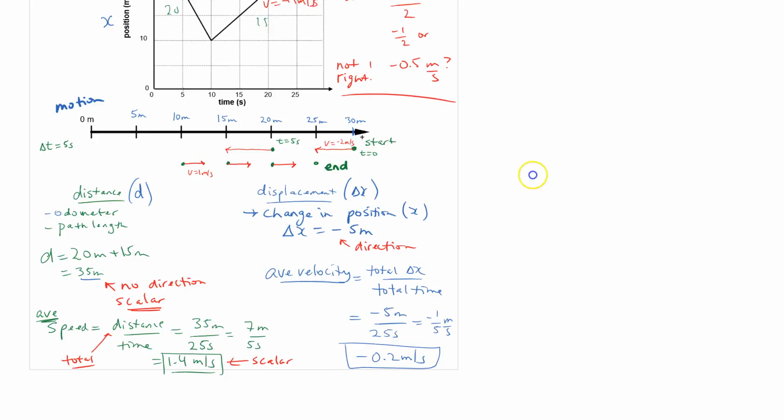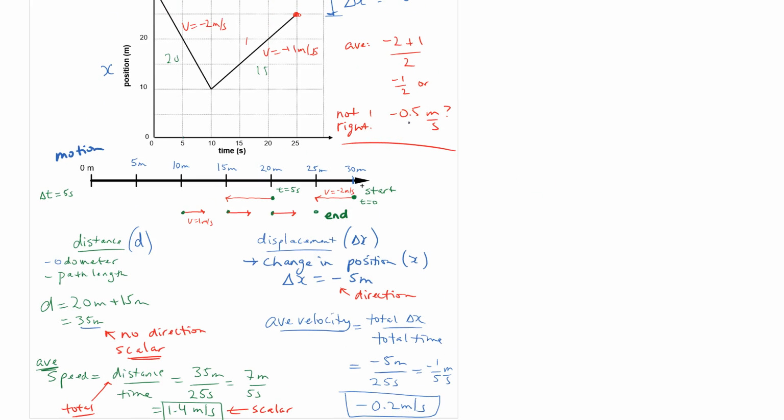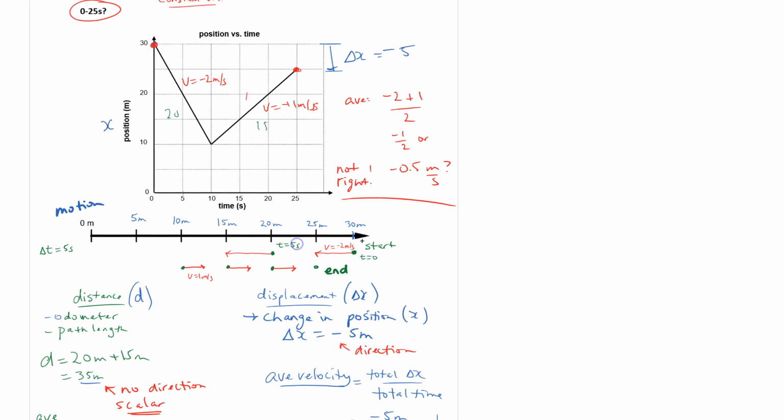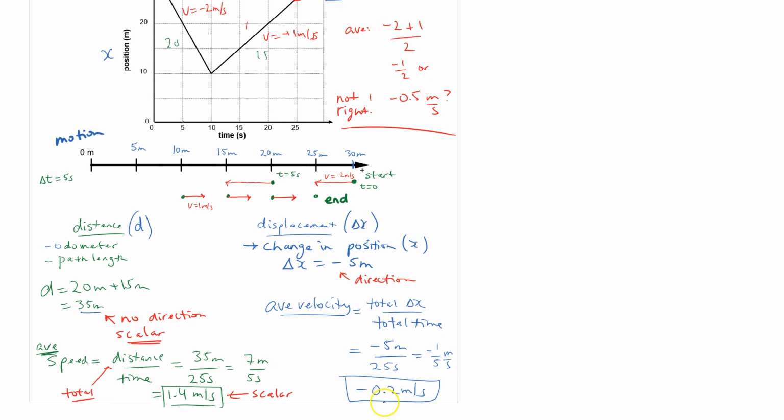So you'll notice that in the beginning we thought, maybe if we just average the numbers I get negative 0.5, but in fact we get negative 0.2 meters per second. I can give you some insight about why that is: it was going at minus 2 meters per second for 10 seconds, which seems like a long time, but it was going at plus 1 for 15 seconds. So this plus 1 should have more weight in my final answer than the minus 2. And so you'll notice that this number is larger, closer to 0 than that negative 0.5.